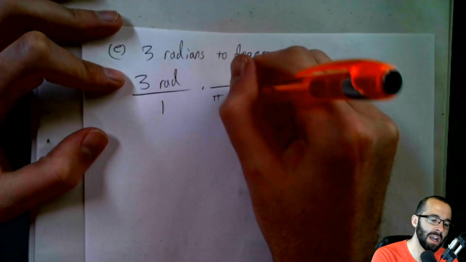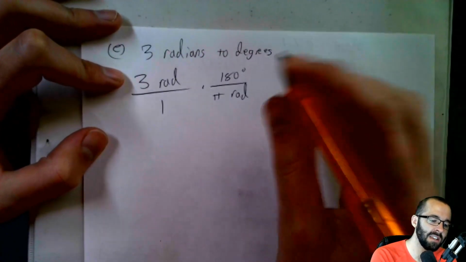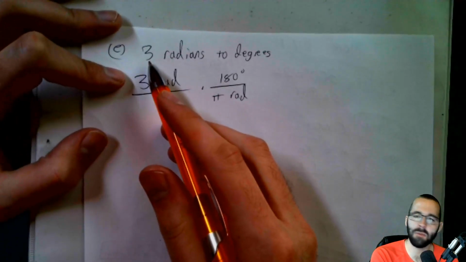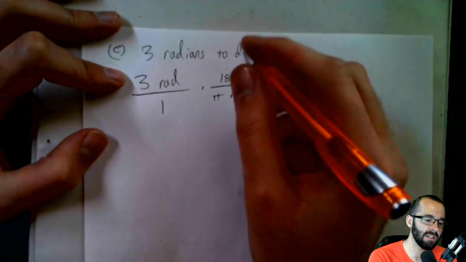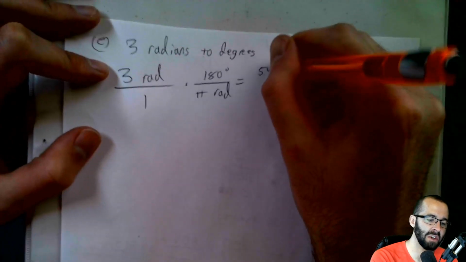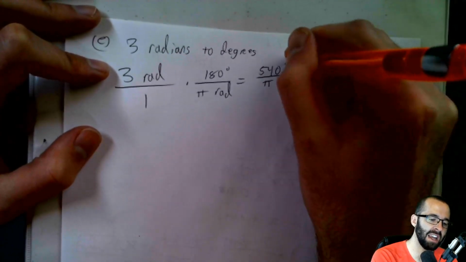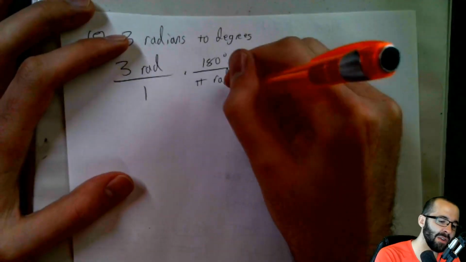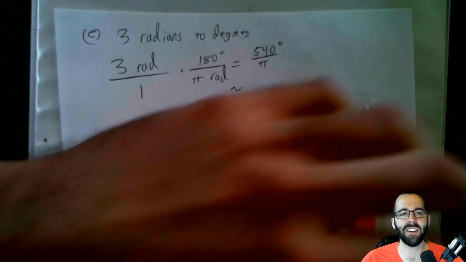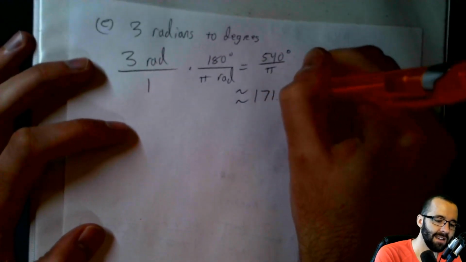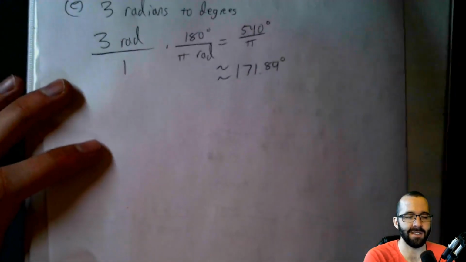And then again, pi radians is 180 degrees. Now the pi's aren't canceling because the original radian measure didn't have any pi's. So you just multiply this out, and you're going to get 540 over pi degrees. So that's kind of ugly. You might want to approximate this. You type that into a calculator, you get about 171.89 degrees. Units are important.